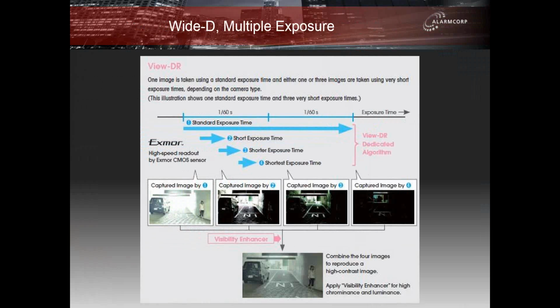A Sony camera with ViewDR uses an electronic shutter to capture multiple images to reproduce each frame. One image is taken using a standard exposure time, and an additional 1 to 3 images are taken using very short exposure times depending on the camera type. These multiple images are then combined using an algorithm to form the finished image that is displayed on the monitor.